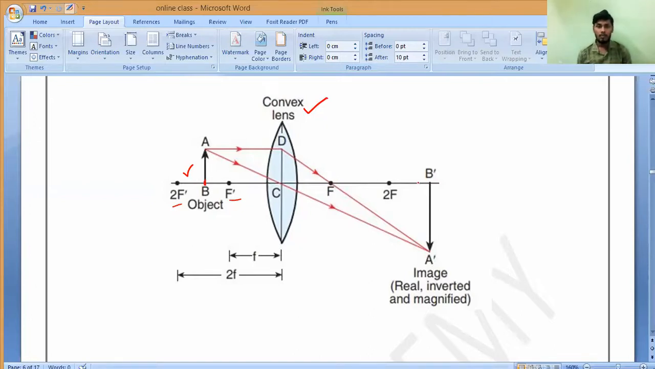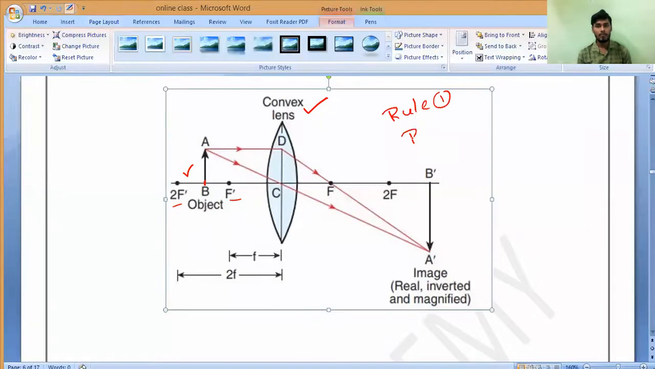Yes or no? Yes, sir. Again, two special rays. What is the two special rays he has taken? Rule number 1 and rule number 3, sir. Now you don't need to worry about the image location. Just draw rule number 1 and rule number 3.